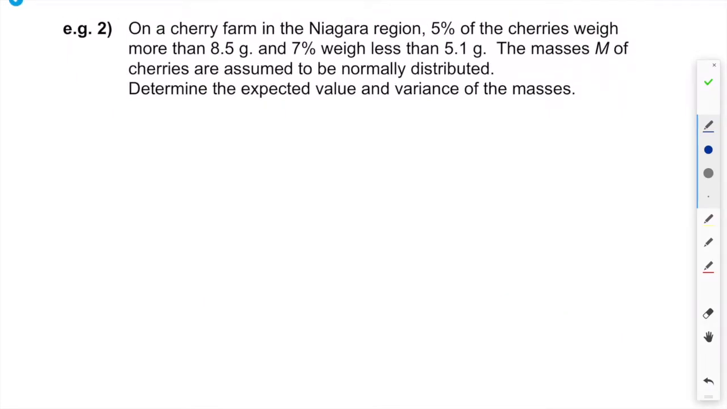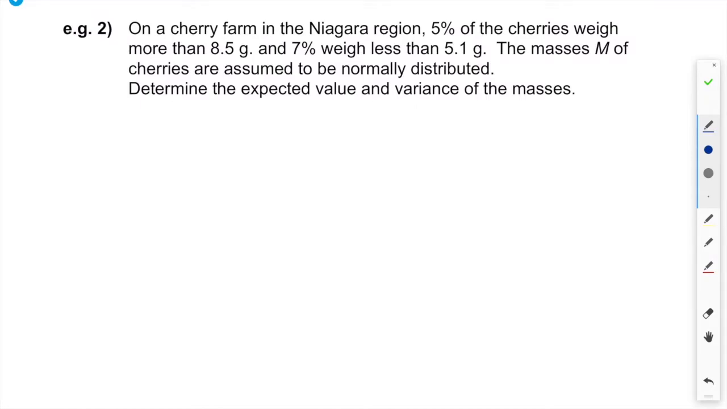Here is example 2. On a cherry farm in the Niagara region, 5% of the cherries weigh more than 8.5 grams and 7% weigh less than 5.1 grams. The masses m of cherries are assumed to be normally distributed. Determine the expected value and variance of the masses. So we're working backwards now because we're so used to having the mean and the variance given to us. But this time, it is not, right? We just know certain facts about this bell curve itself.